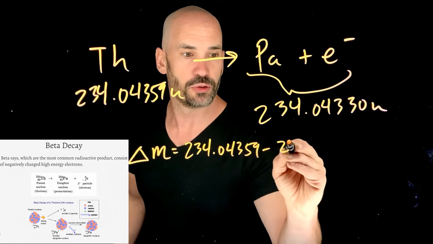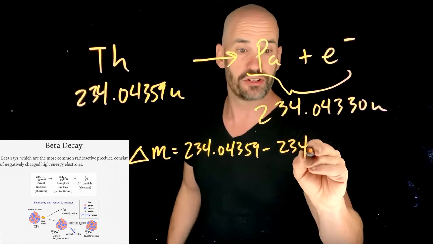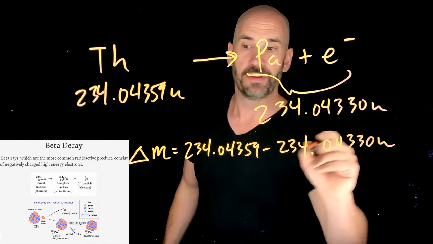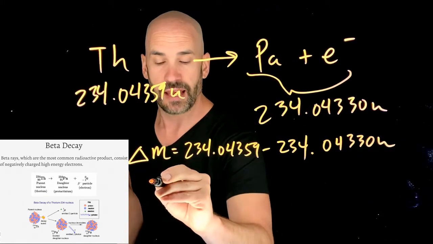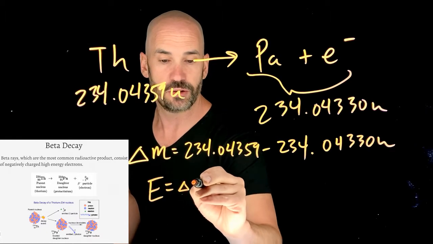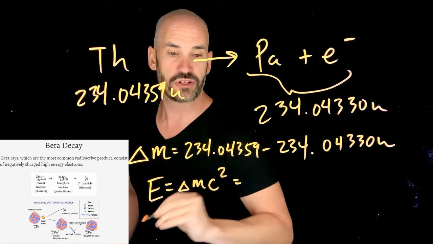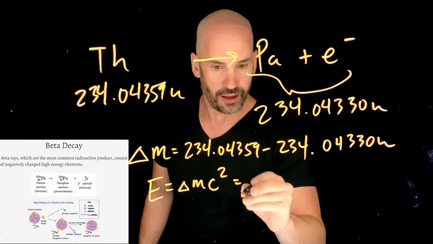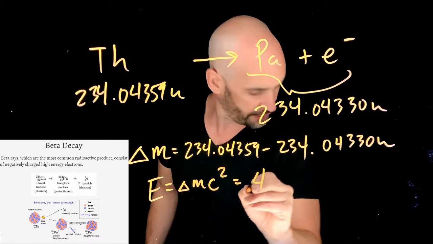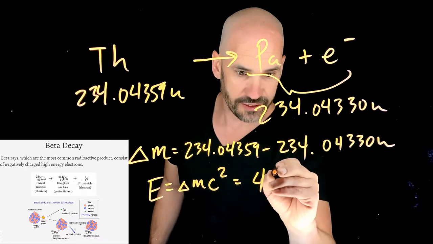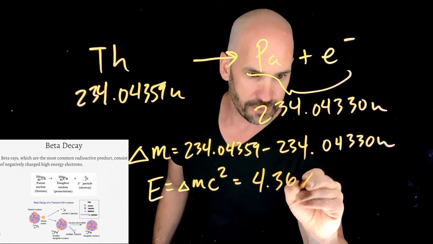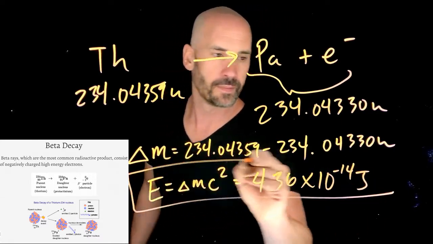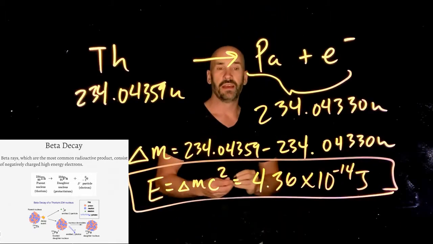Which means if we find the mass defect between the two, the delta M, we just take this 234.04359 minus 234.04330. Notice this is much less energy released because you're not losing a whole nucleus, right? If we find that mass defect and we set that mass defect into Einstein's equation, then we get an energy release in this beta decay of something a little bit smaller, 4.36 times 10 to the minus 14 joules. Okay, go ahead and check my answer on that.